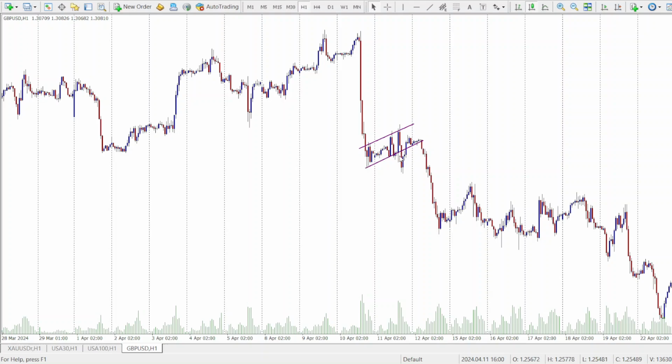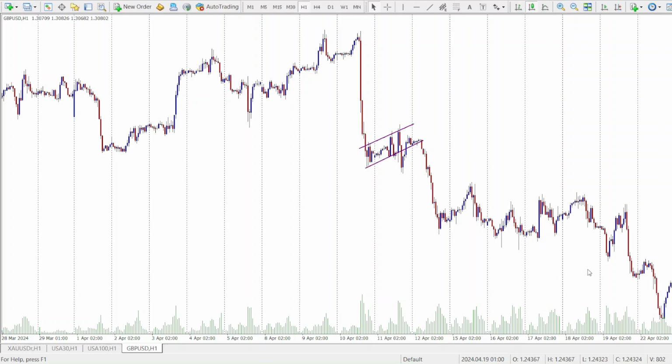Although we can say this was initially a false breakout, eventually the breakout was valid, because after the breakout happened, the price retraced up a bit. It did not get to the upper part of the channel, and then the downward move continued. So that is how to identify the bear flag.